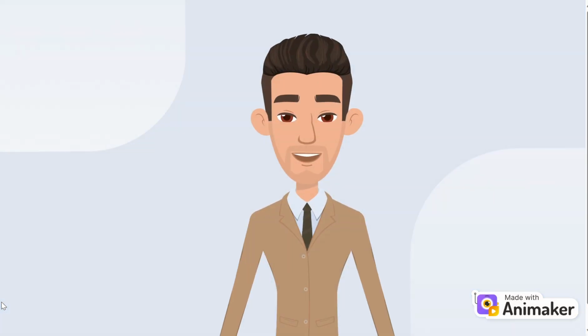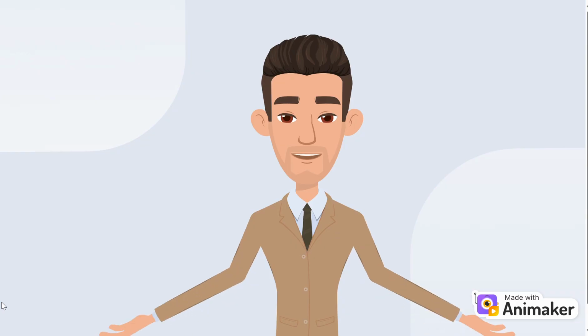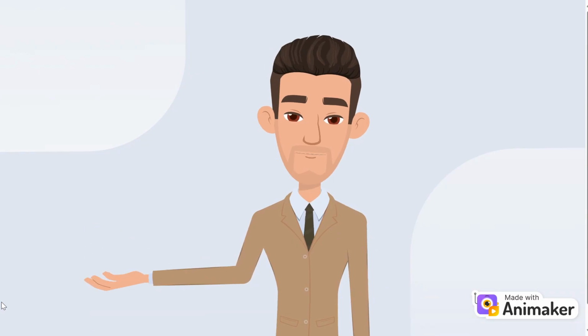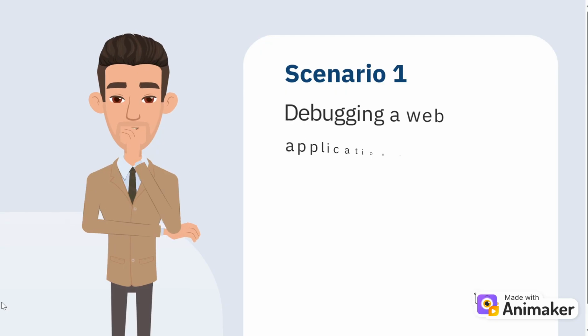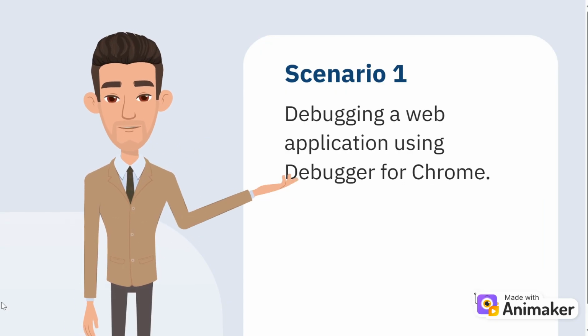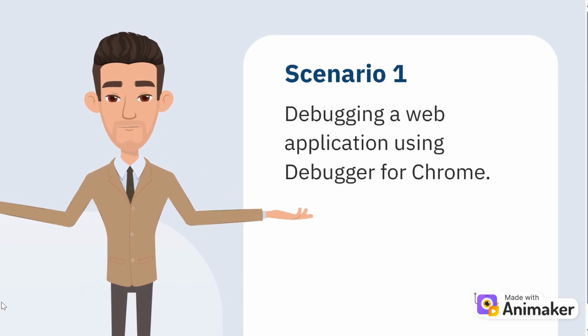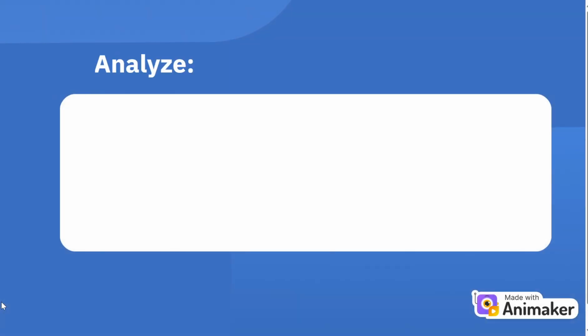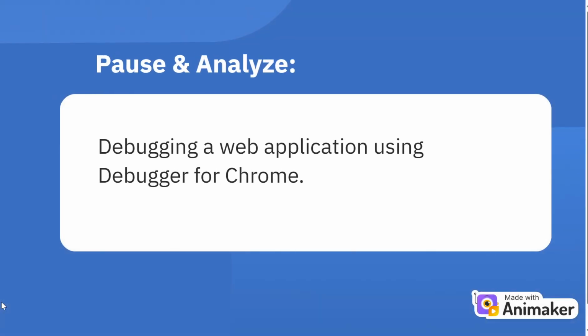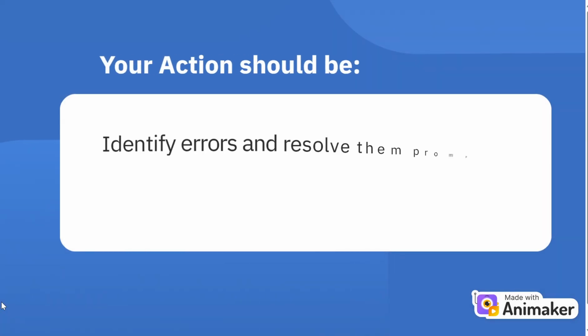Now let's check our knowledge retention with a couple of real-world examples. You need to debug a web application. What steps will you take? Pause and analyze. Debugging a web application using Debugger for Chrome. Your action should be: identify errors and resolve them promptly.